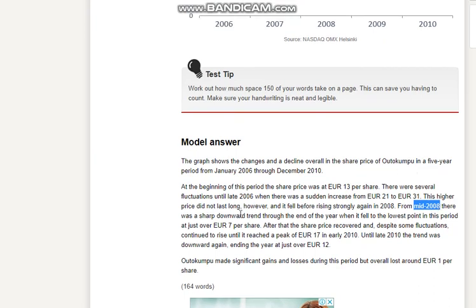There was a sharp downward trend, decreasing trend, through the end of the year, when it fell to the lowest point in this period at just over 7 euro per share. After that, the share price recovered, and despite some fluctuations, continued to rise until it reached a peak of 17 euro in early 2010. Until late 2010, the trend was downward again, ending the year at just over 12 euro. Outokumpu made significant gains and losses during this period, but overall lost around 1 euro per share.